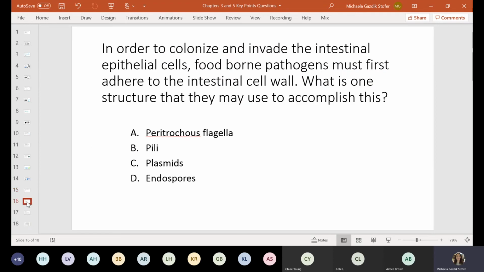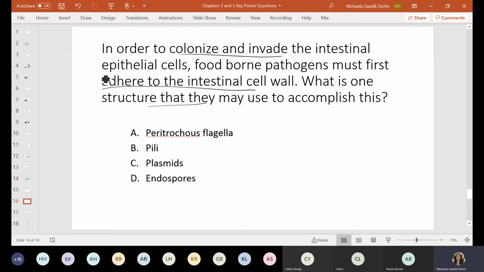Okay. Another example of how I do these. In order to colonize and invade the intestinal cells, foodborne pathogens must first adhere to the intestinal cell wall. So again, we want to pick out the key information. Okay, so they're colonizing and invading. They're adhering to the intestinal cell wall. What is a structure that they may use to do this?